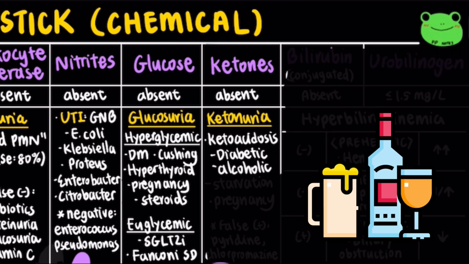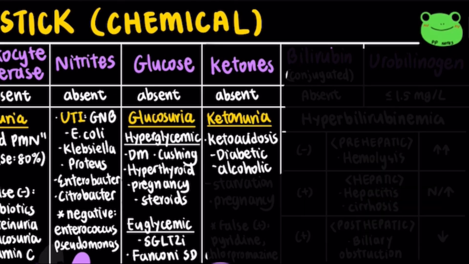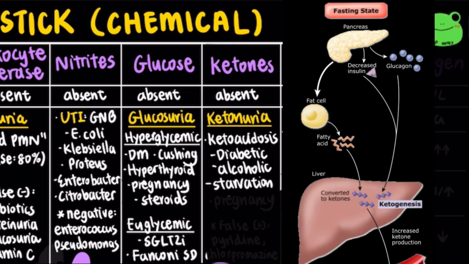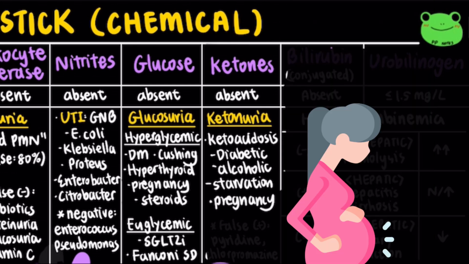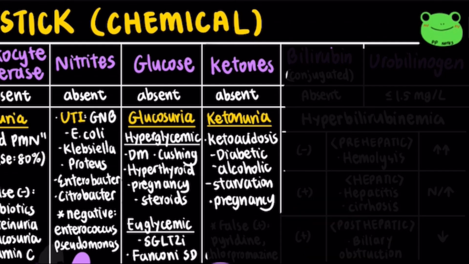Alcoholic ketoacidosis, which happens in chronic alcohol use combined with poor nutrition. And starvation ketosis, which can occur after prolonged fasting or strict dieting. Pregnancy can also cause mild ketonuria, especially if the person isn't eating enough due to nausea or vomiting. Certain drugs like pyridine or chlorpromazine can cause the strip to incorrectly read as positive.